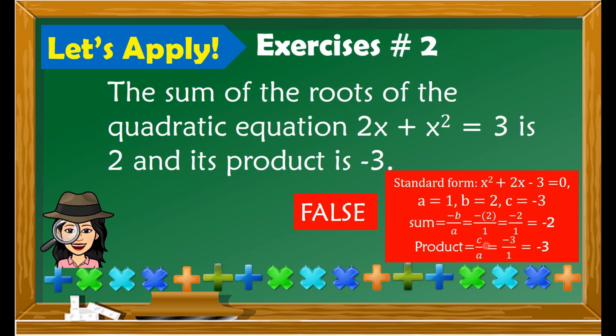Next is for the product. Your product's formula is c over a. That's why you have here negative 3 over 1, or simply negative 3. Did you get it right? Okay, so you got false because the given here is positive 2. And the answer for the sum must be negative 2. That's why it is false. Is it already clear? Good job. Okay, so you got it correctly.